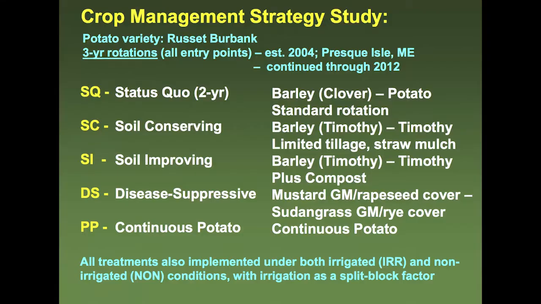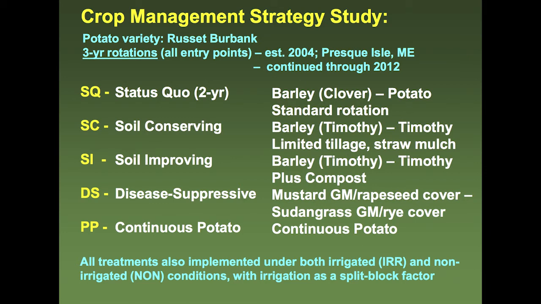So as examples of how these disease-suppressive crops can be used in cropping systems, I want to talk a little bit about a cropping system trial we did several years ago. This is where we tried to set up 3-year cropping systems, again in the potato system, that were set up to focus on specific management goals of soil conservation, soil improvement, and disease suppression. So we took our standard 2-year rotation, which is the norm in potato production, at least in the Northeast where I'm from, and modified that to get more soil conserving principles.